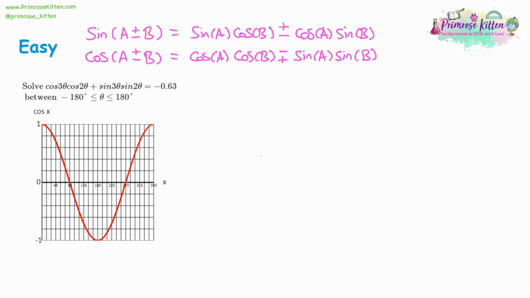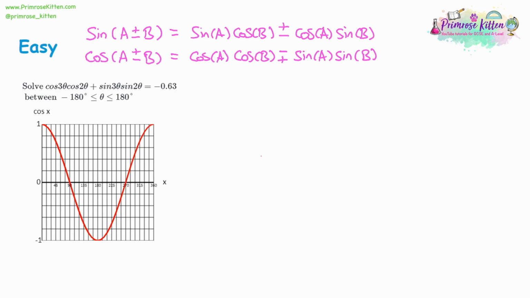So for the sine version, A plus B, and then sine cos, cos sine, both of those have got the same order of plus on top, minus on the bottom. So if you use plus, you use plus. If you use minus, you use minus. For cos, if you use plus, it's going to be a minus. And if you use minus, it's going to be a plus. It's the opposite sign. So be careful with that.